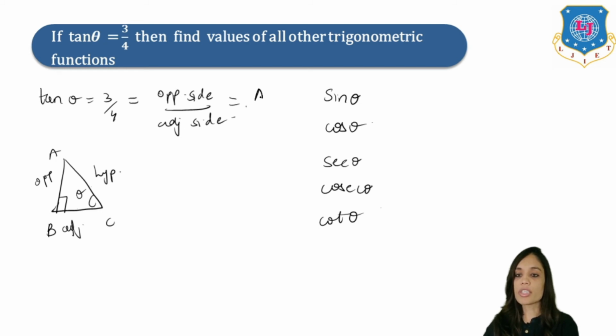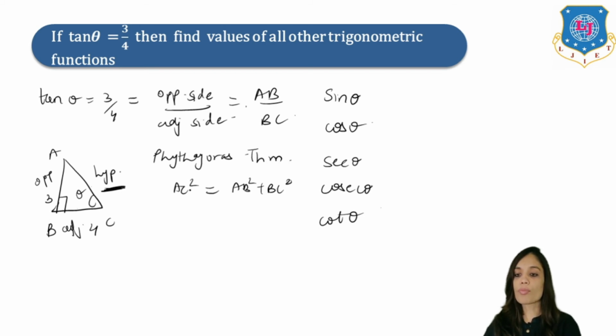Now this can be written as AB upon BC. Now you can see the value of AB is 3, and the value of BC is 4. Now we just have to find the value of AC. Now using Pythagoras theorem, right? We know that AC square is equal to what? AB square plus BC square. Fine. So now put all the values. So AC square will be equal to 3 square plus 4 square. So AC square is equal to 9 plus 16, that is 25. So the value of AC is what? 5. So this is 5.